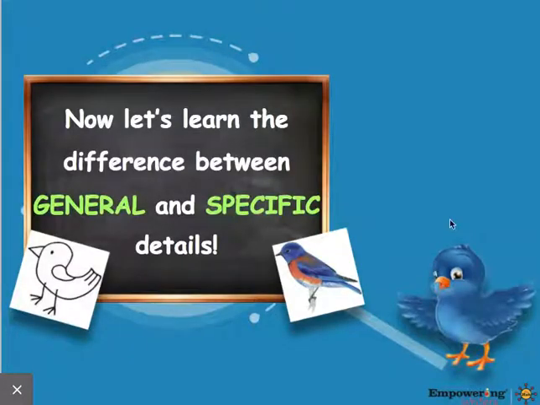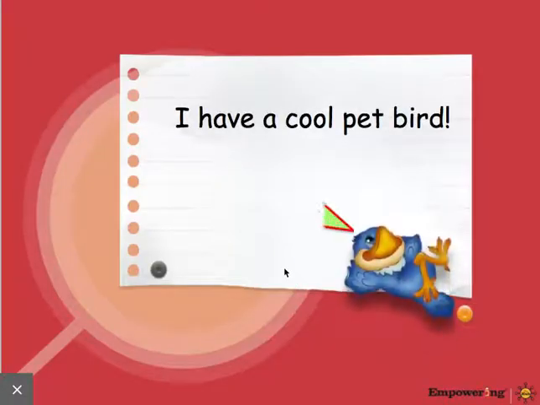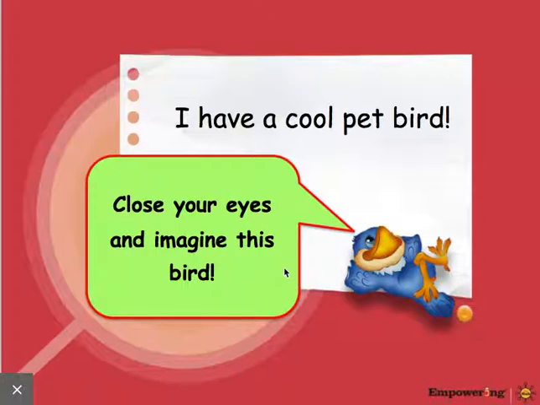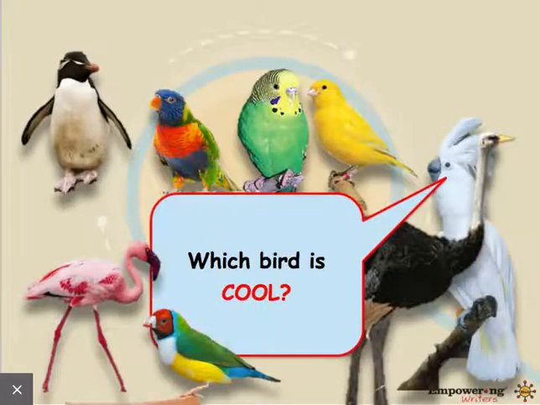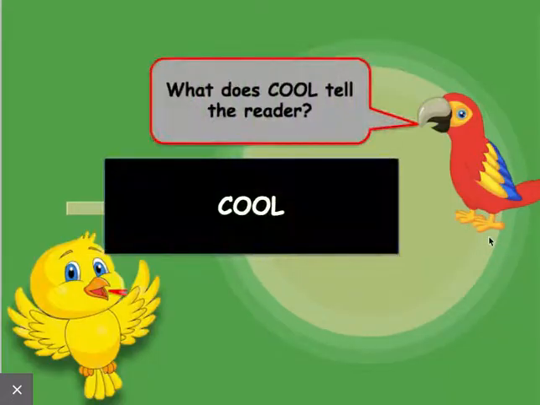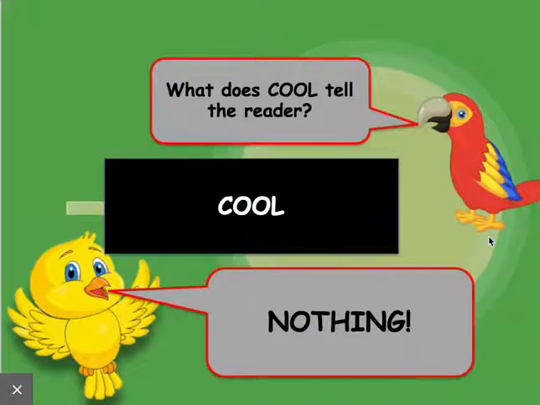Now let's learn the difference between general and specific details. It's like the difference between these 2 drawings of these birds. So an author might write, I have a cool pet bird. Now close your eyes and imagine this bird. Which bird is it? What does cool tell the reader? Not really anything.